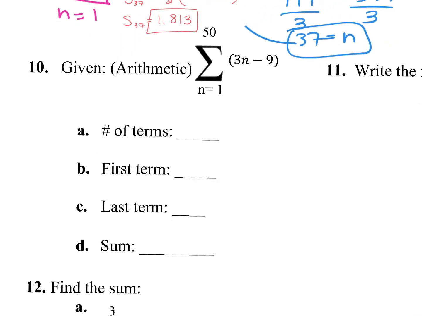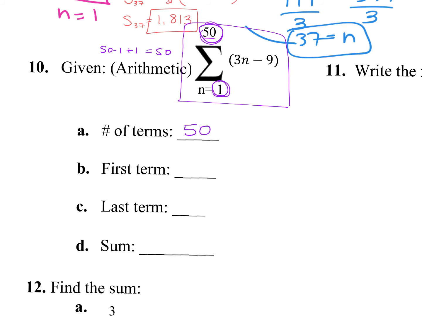This is arithmetic. They tell you at the top it's arithmetic. So given this setup, we want to know how many terms it has, what the first term is, what the last term is, and what the sum is. For the number of terms, remember you take this number minus that number and add 1. So 50 minus 1, then add 1, is 50. If this starts at 1, whatever is here is your number of terms. So our number of terms here is 50.